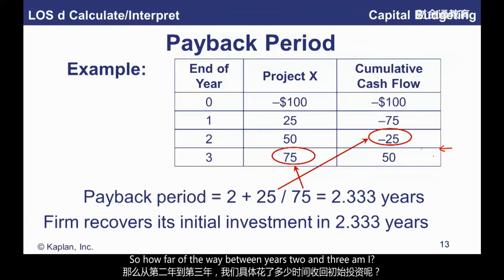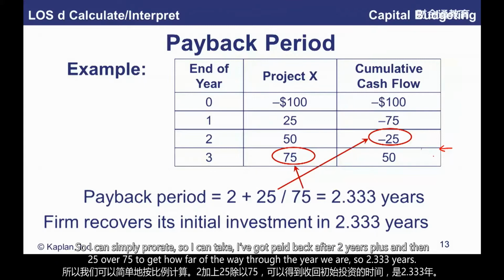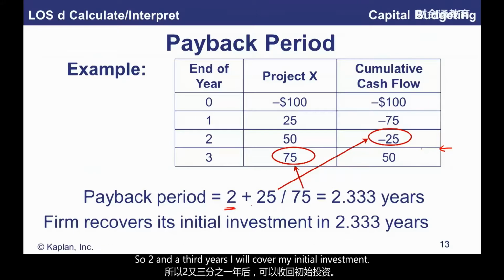So how far of the way between years 2 and 3 am I? We assume that the 75 cash in year 3 is generated on a linear basis. So I can simply prorate. I get paid back after 2 years plus 25 over 75 to get how far of the way through the year we are. So 2.33 years, so 2 1/3 years, I recover my initial investment.